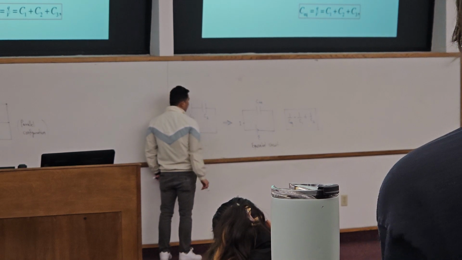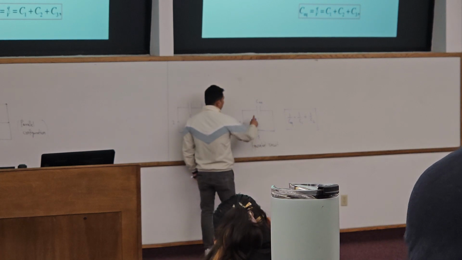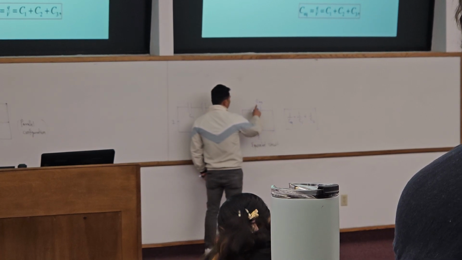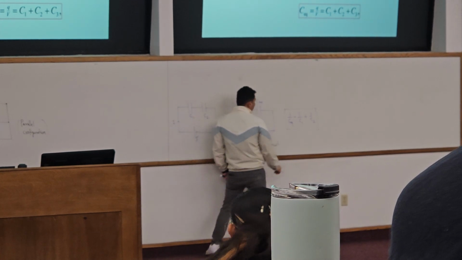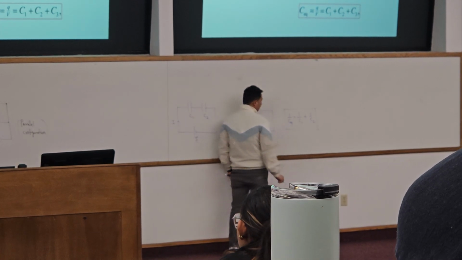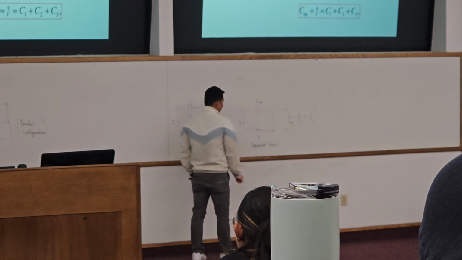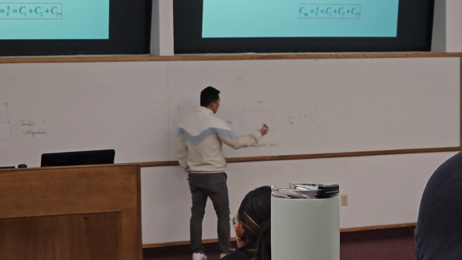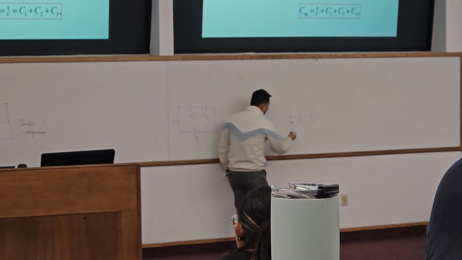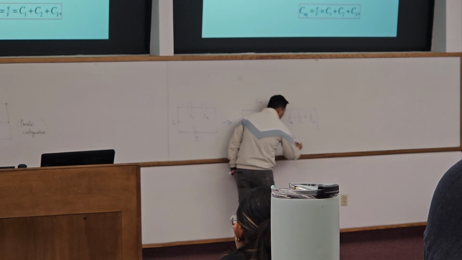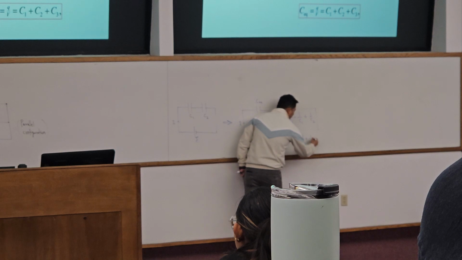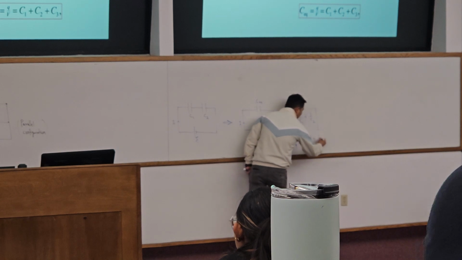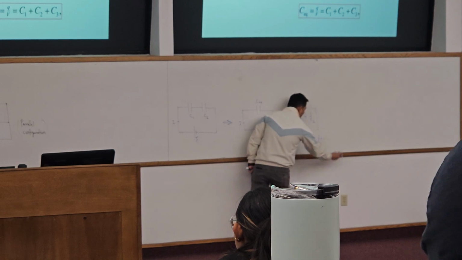Okay, if you have a series configuration, you can replace the two capacitors with a single capacitor of the value C equivalent, and you can calculate C equivalent like this: 1 over C1 plus 1 over C2. If you have more than 2, you can keep on adding: 1 over C1 plus 1 over C2 plus 1 over C3, and keep on going.